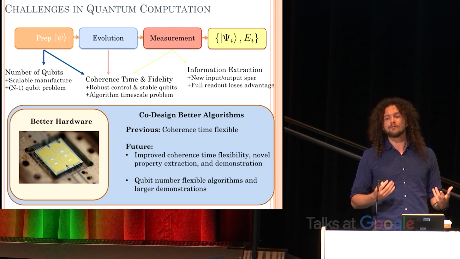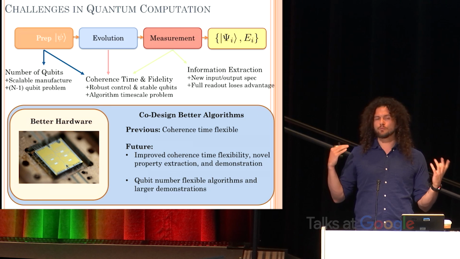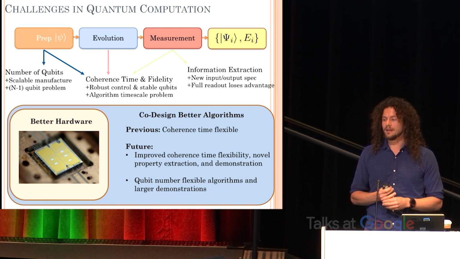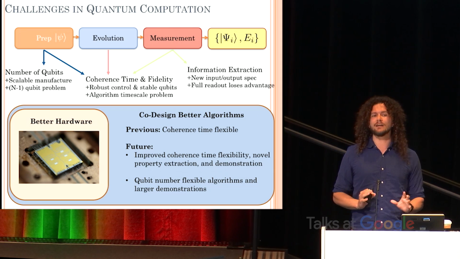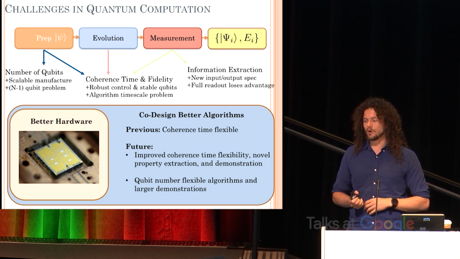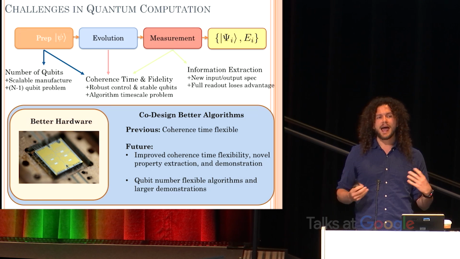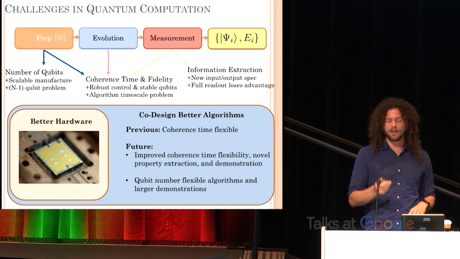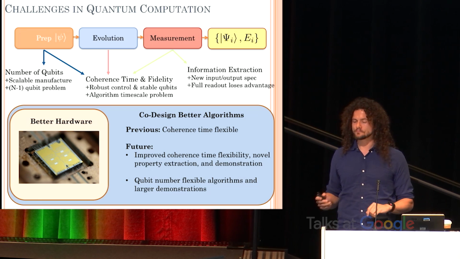And one solution to all of these problems is, of course, better hardware. But what I like to say is that we have to meet hardware designers halfway. We need to co-design better algorithms as well. And what this means is that in the past, like this VQE algorithm, we've designed coherence time flexible algorithms that work with the coherence time of the device. And I think in the future, we need to worry about how to build qubit number flexible algorithms and to improve this kind of halfway point where we couple quantum and classical devices together, because we really do have well-defined classical resources today that hopefully we can leverage in that process.